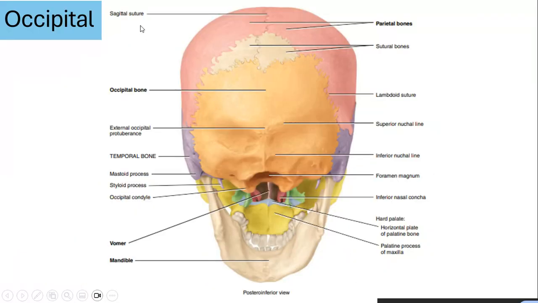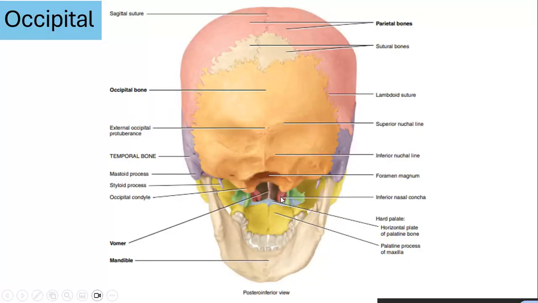Occipital bone, right? So these are the sagittal sutures. We will be studying sutures at some point during this class. This occipital bone, that's a lambdoid suture. These are sutural bones. As you can see, they are connected together. That is the external occipital protuberance, superior nuchal line, inferior nuchal line, foramen magnum. So this is foramen magnum.